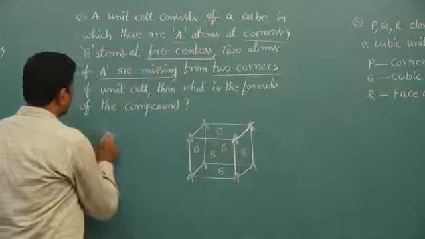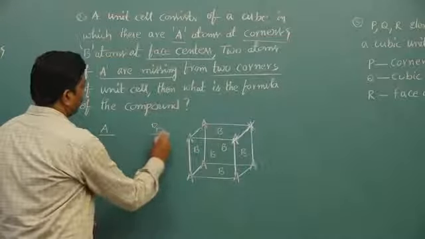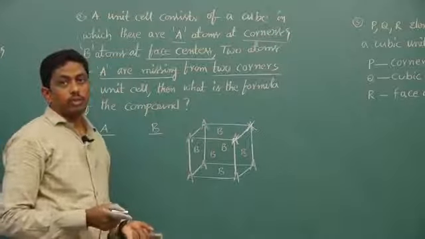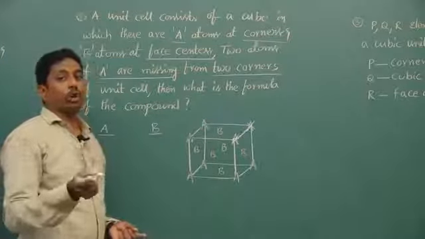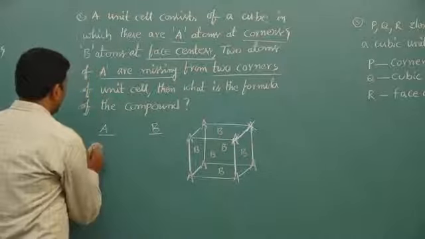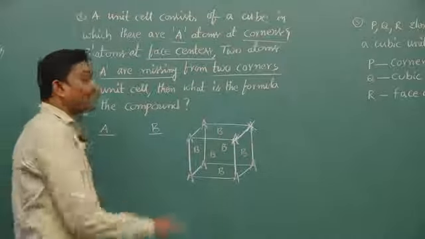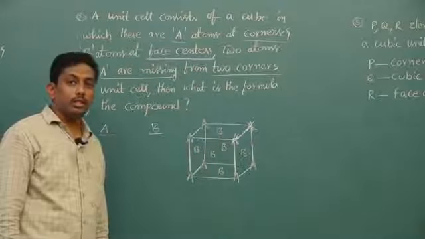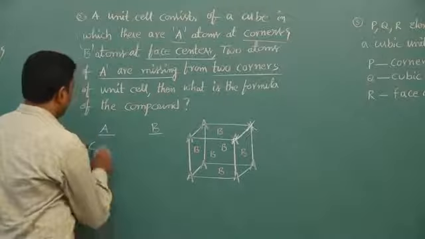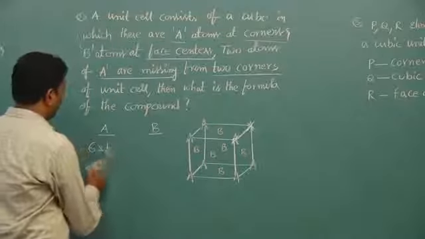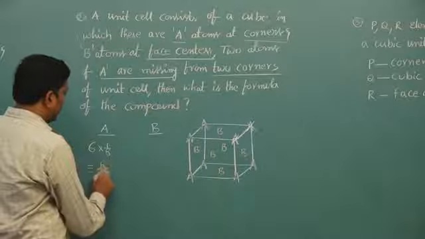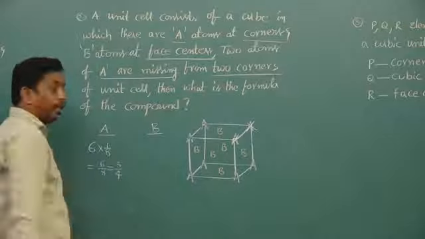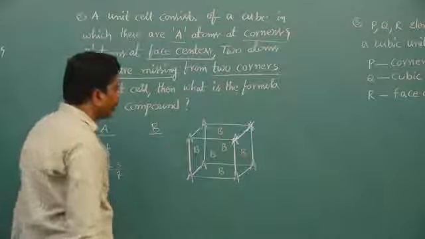See, for A and for B. For A, actually 8 are there. Out of 8, 2 are removed. So in 8, if 2 are removed, how many are present? 6. That 6 are present at corners. If a particle is present at corner, its contribution towards one unit cell is 1 by 8. So 6 into 1 by 8, that is 6 by 8. If we cancel with 2, 3 by 4.